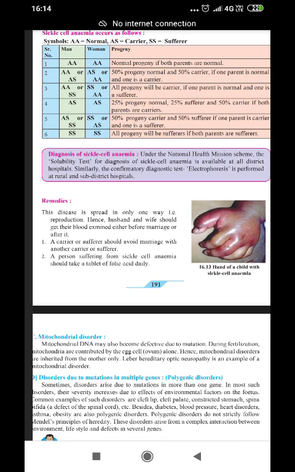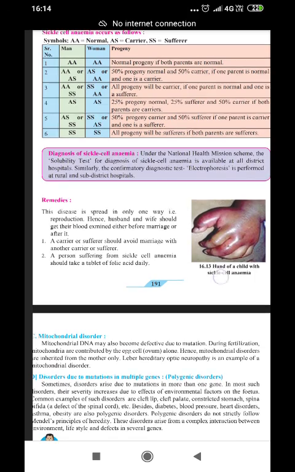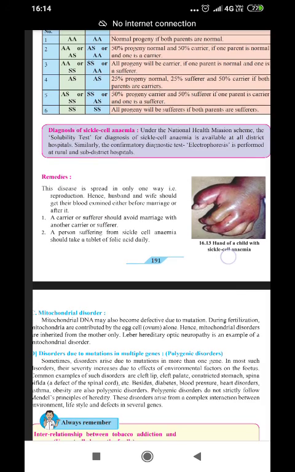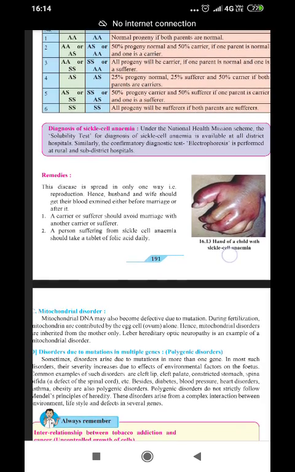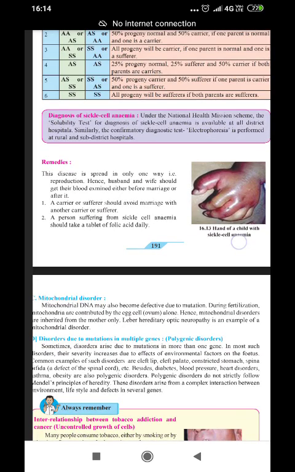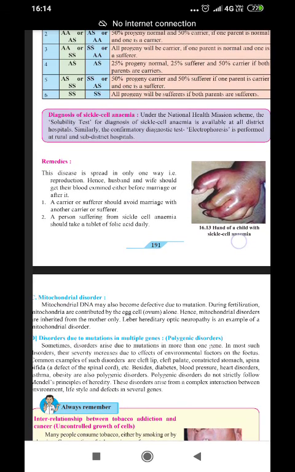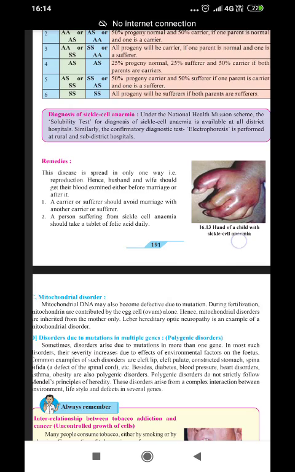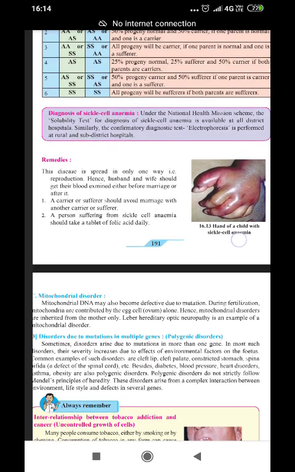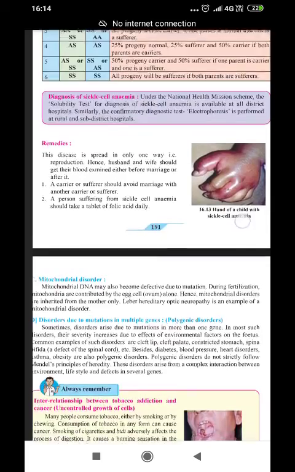Now, what is the diagnosis of sickle cell anemia? Under the National Health Mission scheme, the solubility test for diagnosis of sickle cell anemia is available in all district hospitals. Similarly, the confirmatory diagnostic test, electrophoresis, is performed in rural and sub-district hospitals.